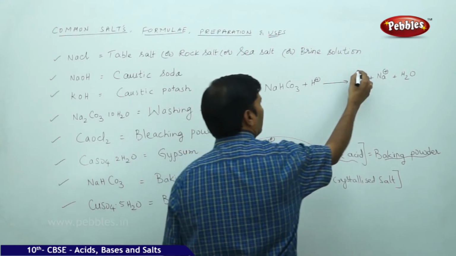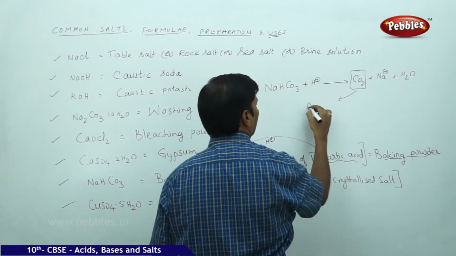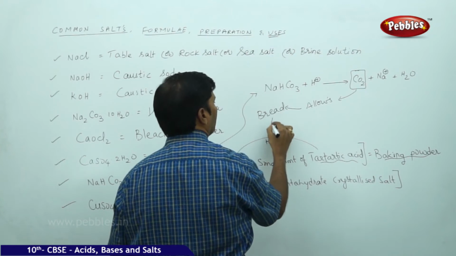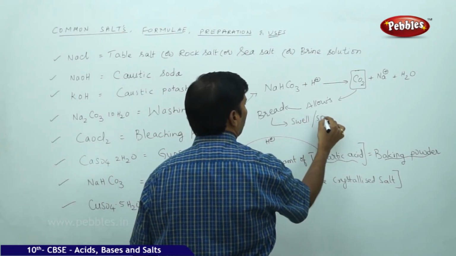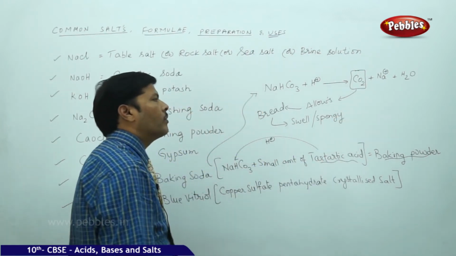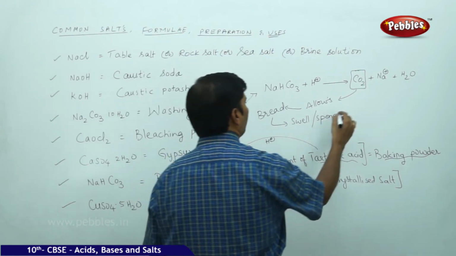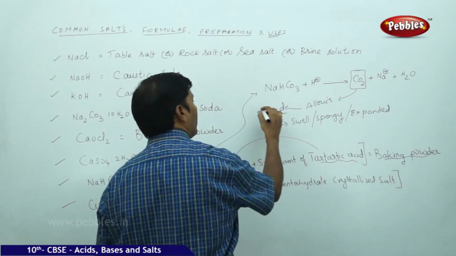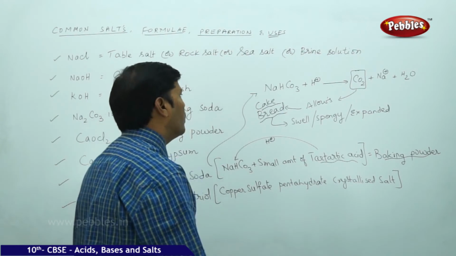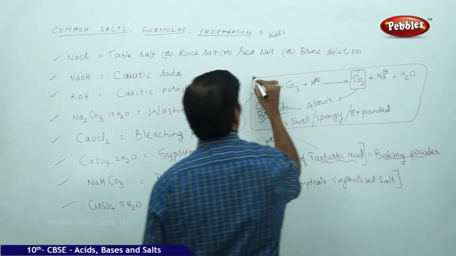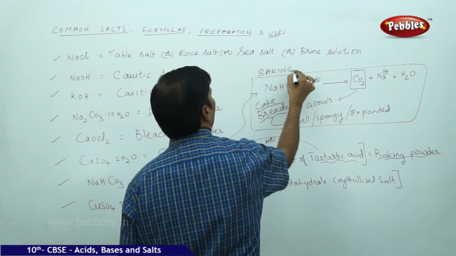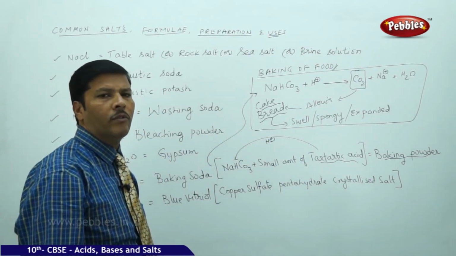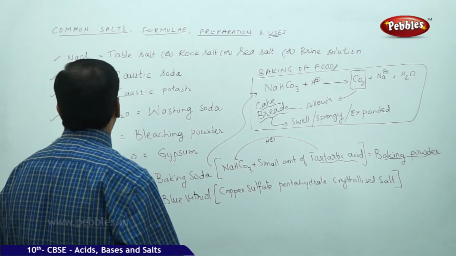This carbon dioxide gas allows the bread to swell and become spongy. It allows the bread to swell and it gets expanded. It can be a bread or it can be a cake. So overall we can take this mechanism as the baking of foodstuff.